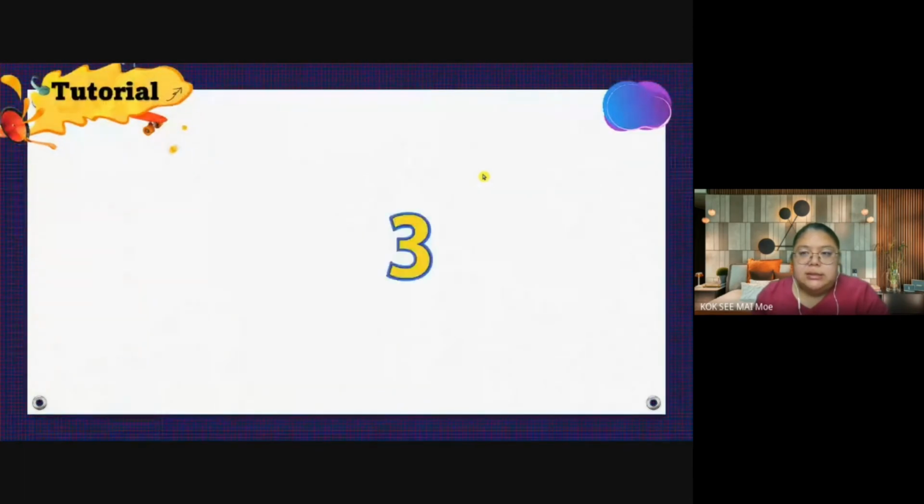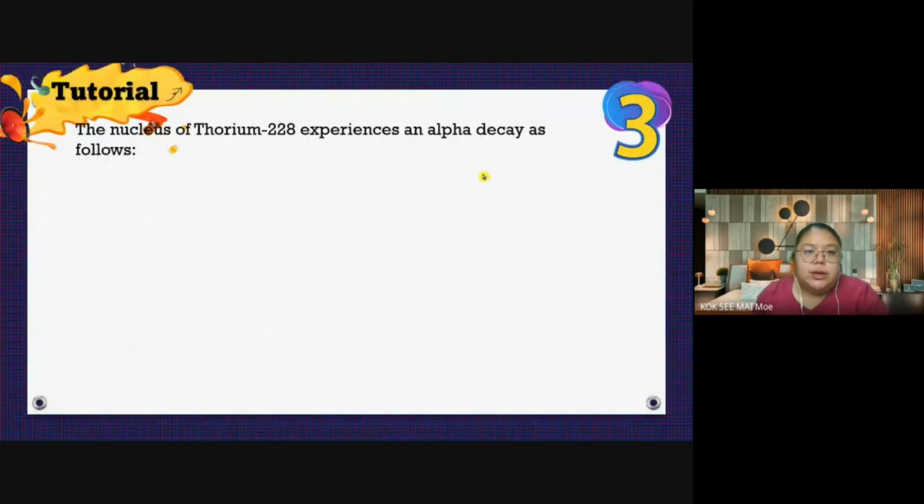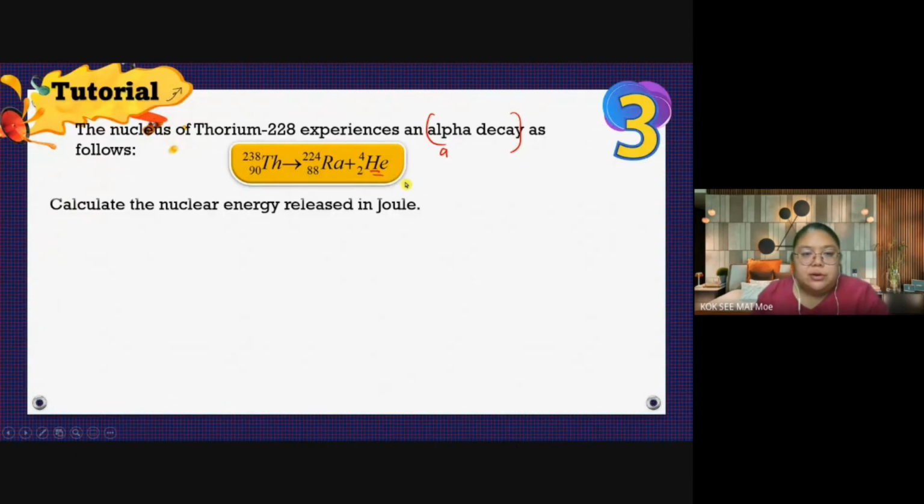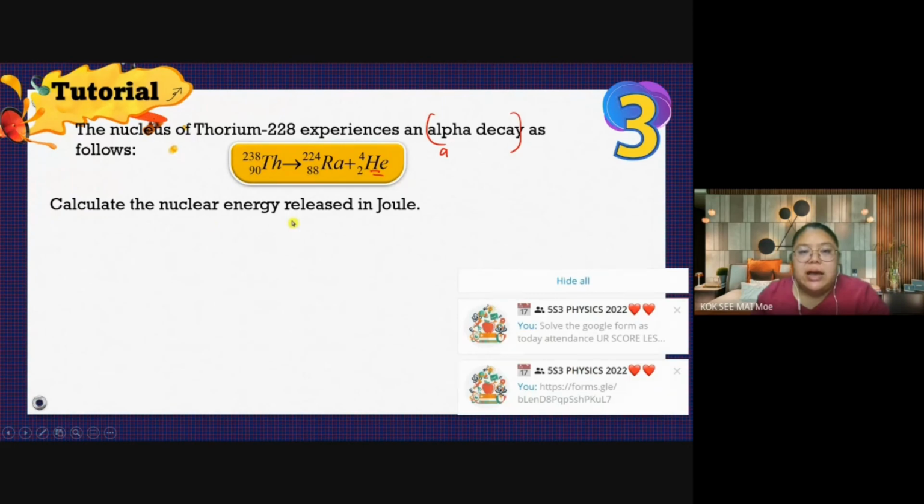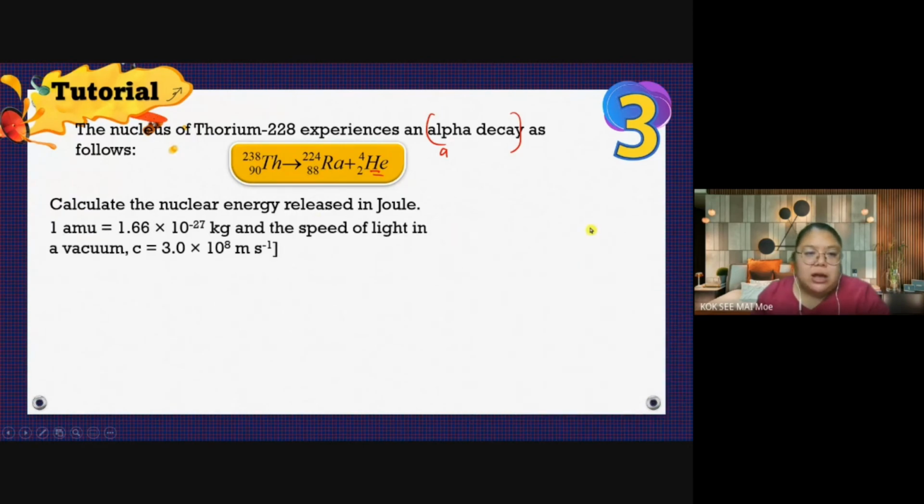So you can see example 3. This one, they give you a simple formula. This one is not related to fission and fusion. This one is only alpha decay, producing helium. So from here we continue. Calculate the nuclear energy released in joule. So must have the info. Nuclear energy released in joule.